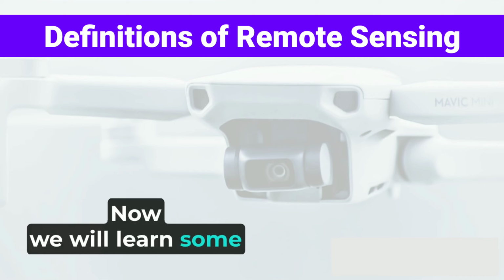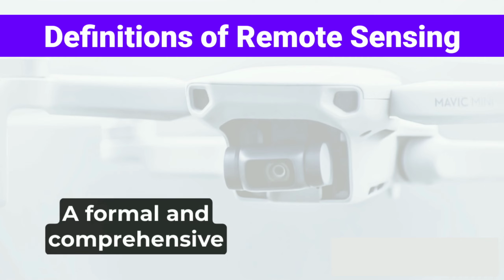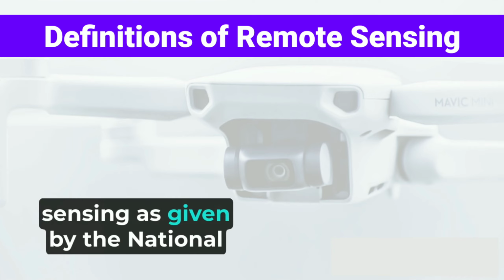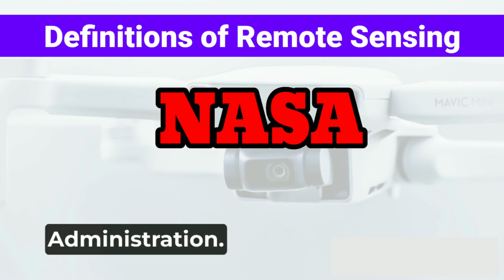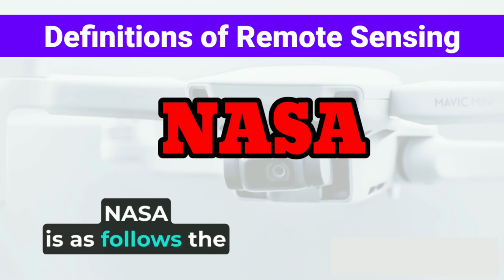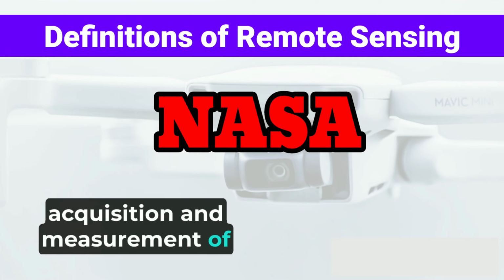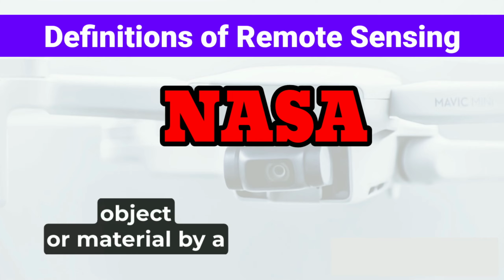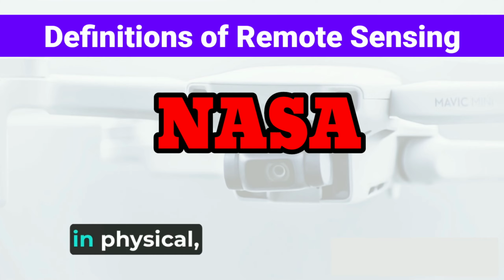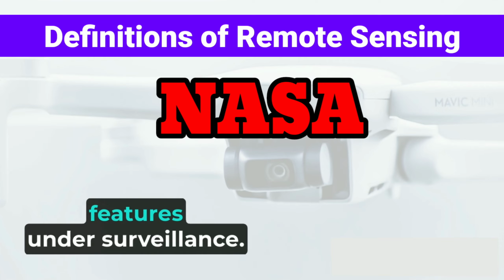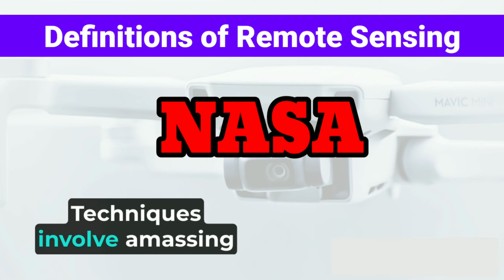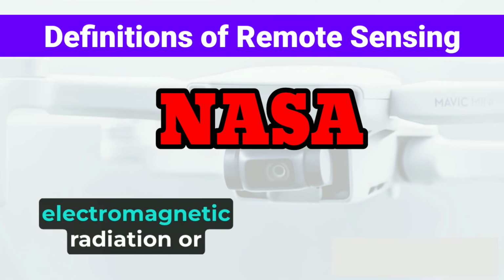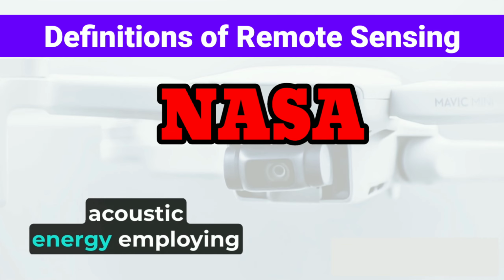Now we will learn some definitions of remote sensing. A formal and comprehensive definition of applied remote sensing, as given by the National Aeronautics and Space Administration, NASA, is as follows: the acquisition and measurement of data and information on some property of a phenomenon, object, or material by a recording device not in physical, intimate contact with the features under surveillance. Techniques involve amassing knowledge pertinent to environments by measuring force fields, electromagnetic radiation, or acoustic energy.